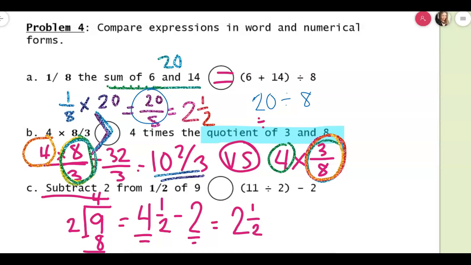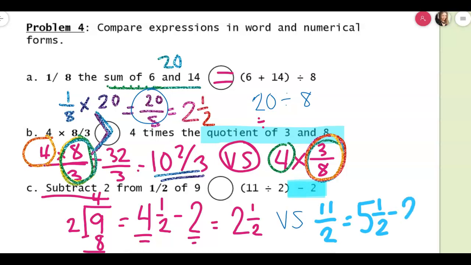Now let's compare that to this other side. It says 11 divided by 2. Okay, 11 divided by 2. 2 goes into 11. Let's see. 5 times with 1/2 left over. And now I'm going to subtract the 2 right here. And when I do that, I know that I'm still going to have 3 wholes left over with the 1/2. So what I'm comparing here is 2.5 to 3.5. I know that 3.5 is going to win.